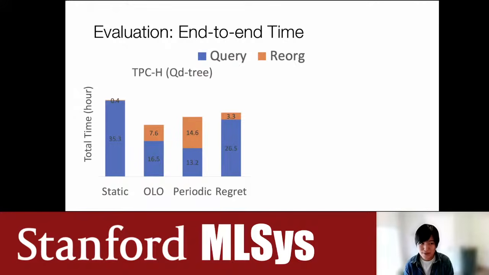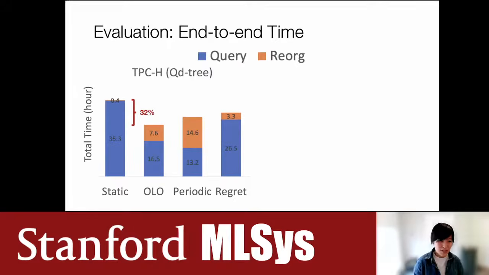And here's the result. Compared to using one static layout throughout, in this case, the dynamic reorganization improves the total computation time by up to 30%, without knowing the query workload in advance.